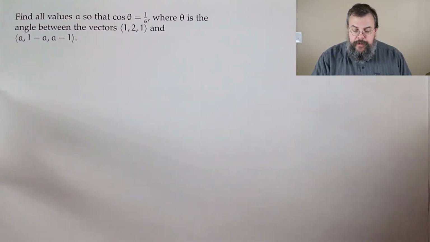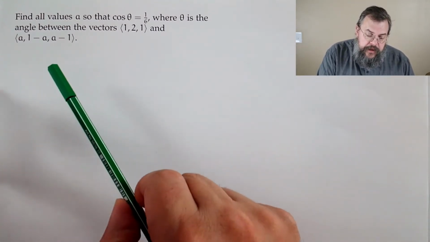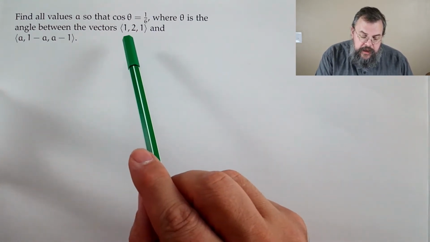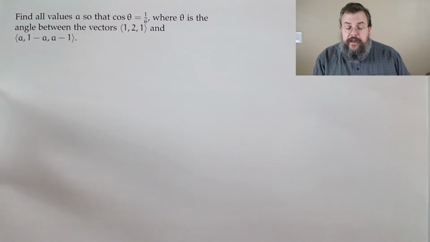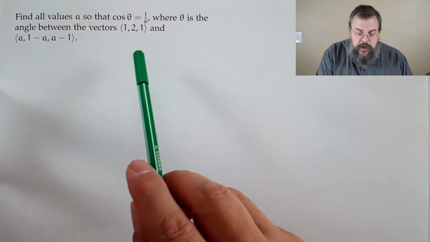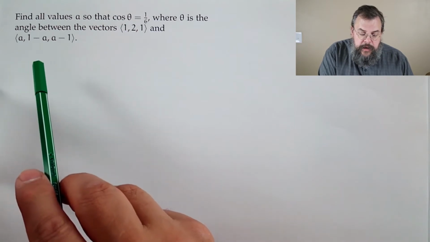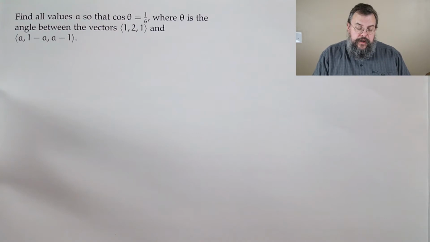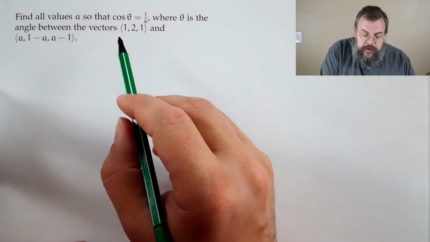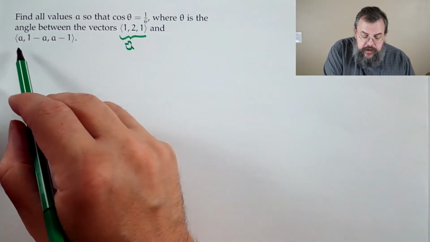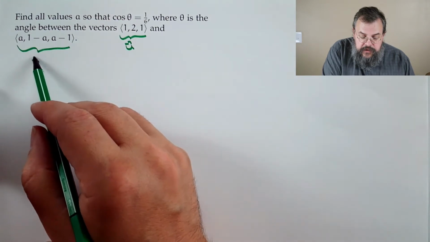Our first problem. Find all values A so that the cosine of some angle theta is 1/6. Well, what's theta? Theta is the angle between the vectors 1, 2, 1, and A, comma, 1 minus A, comma, A minus 1. All right, so let's think about what we have. We can think of them temporarily as U and V. So we have two vectors, U and V.